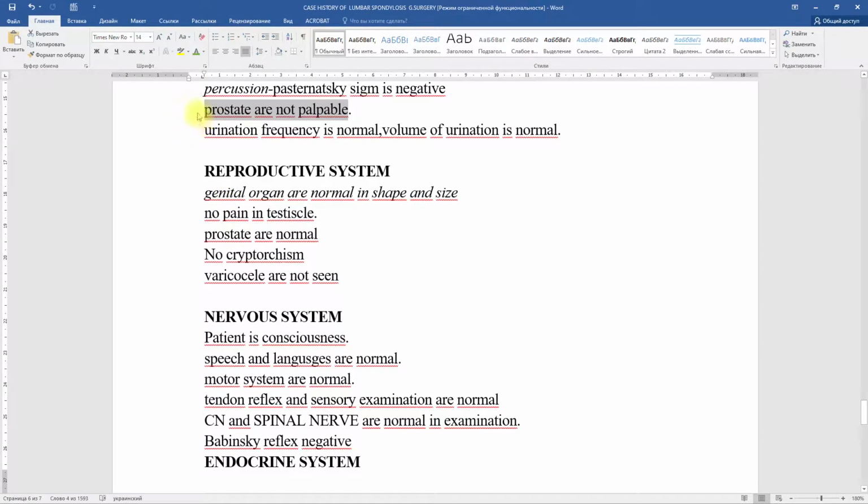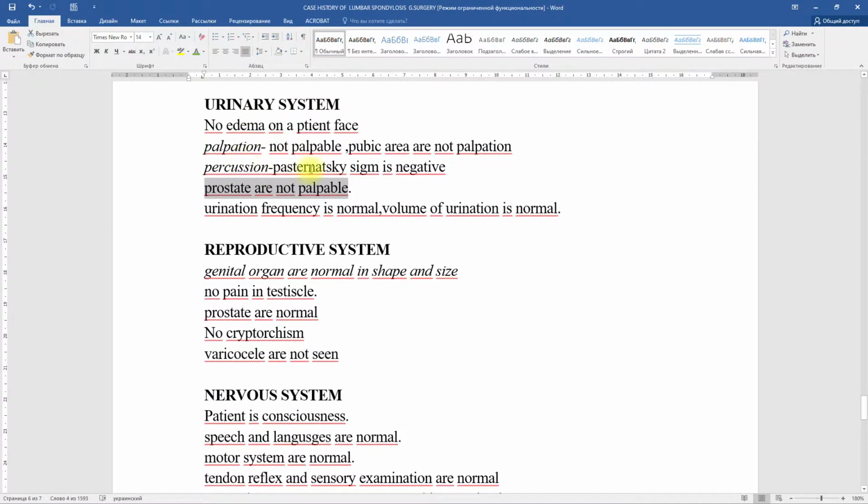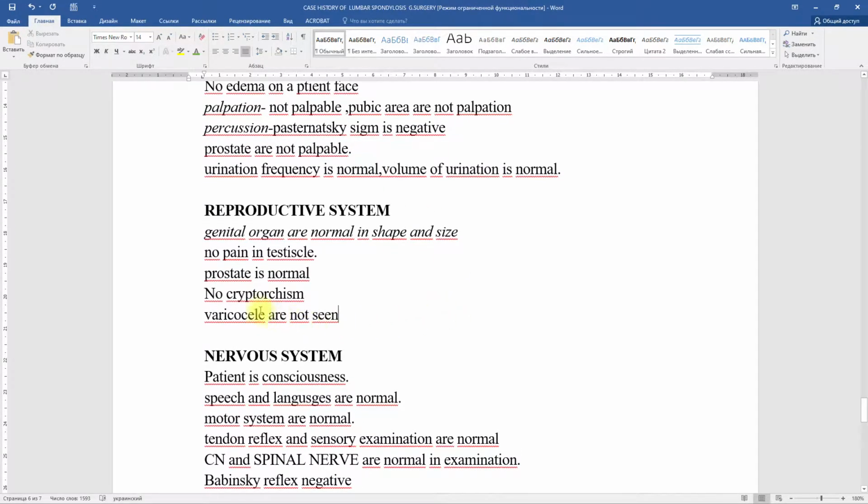Here you point out that the prostate is not palpable in the urinary system section, and in the reproductive system you say that the prostate is normal. How can you tell if it's normal or abnormal if it's not palpable? This is not understandable. No cryptorchism, varicocele.